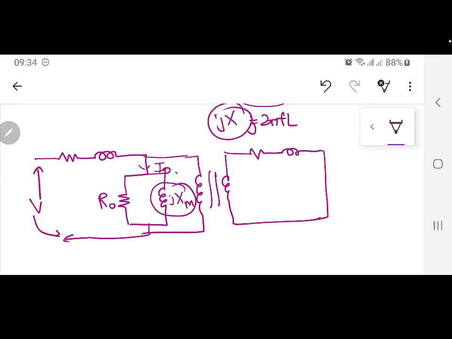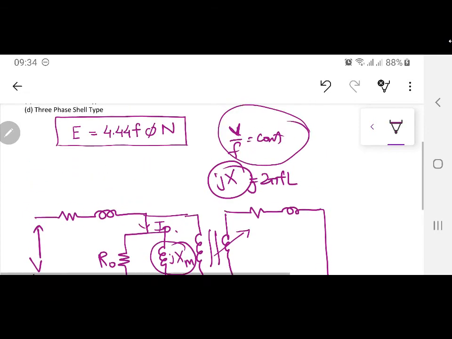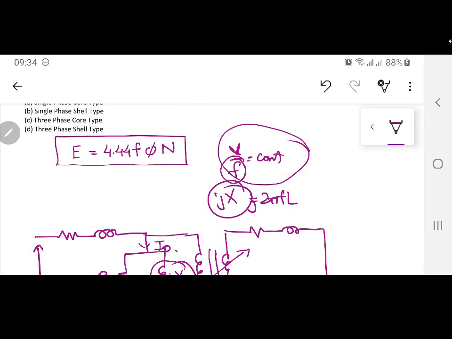The rotor is short circuited, and this winding over here is variable. That is, the voltage induced inside the rotor is variable. Why variable? Because the relative speed with respect to the synchronous speed is going to have a variable effect on the amount of voltage induced over there. So this V over F ratio, if you are decreasing your F, you have to decrease your V also. So V by F has to be kept constant.